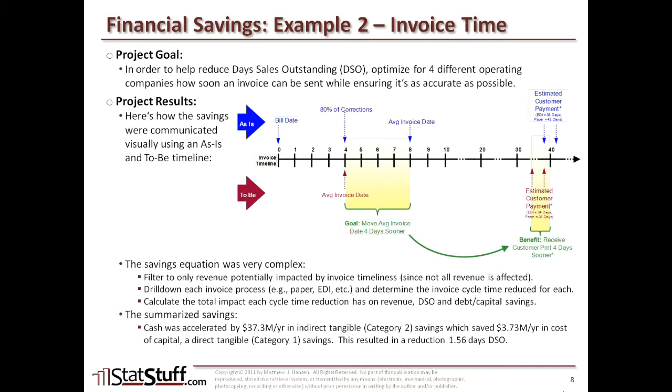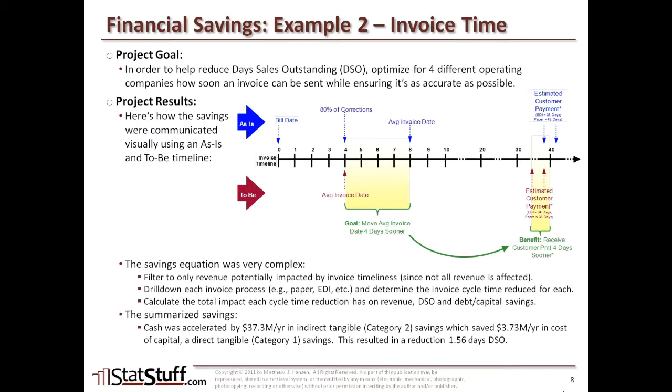So we first measured it that way, as category 2, indirect tangible savings. But then we saw there was an impact we could have in reducing our financial debt, like interest on our debt, or the cost of capital, because now we can make investments sooner. Our finance team evaluated that as about a 10% impact. So 10% of the $37 million, which is about $3.7 million a year, is how much we can realize in actual bottom line cash.